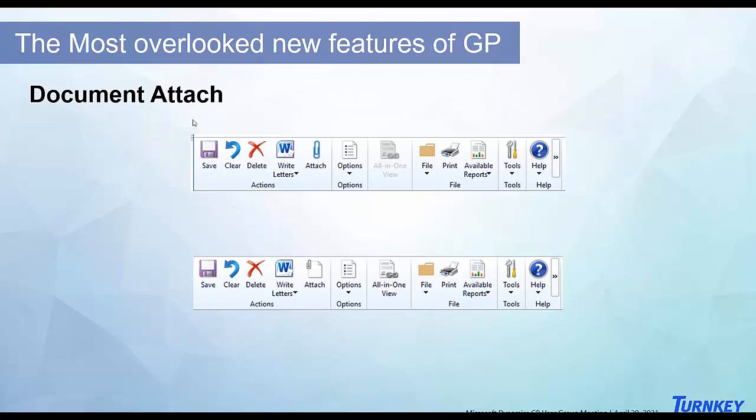So here's the document attach button. Up in the top window of most windows of GP, you're going to see this attach paperclip. If something is attached to a document, the paperclip is going to be smaller with a piece of paper. If it looks like this, just a big paper clip, you know that nothing is attached. If there is a paper with a paper clip, that means there is an attachment on this vendor, customer, or journal entry.